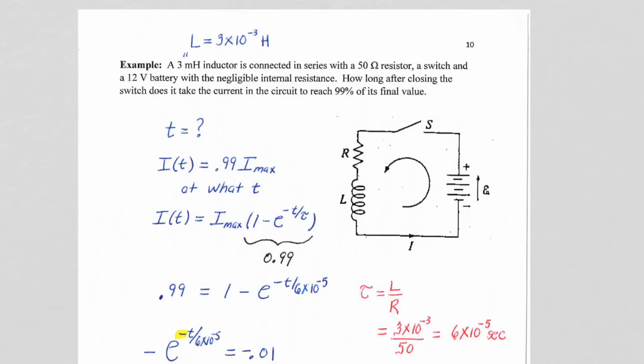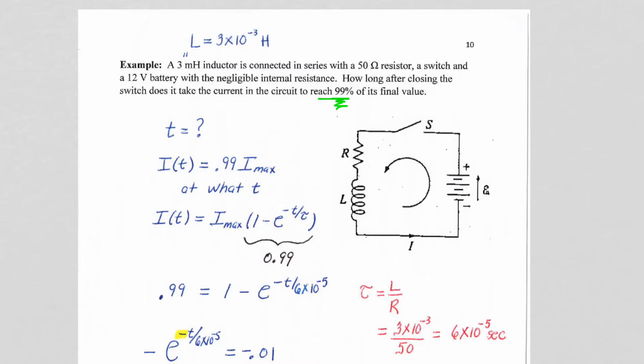In this lesson, we're going to look at plugging in some numbers to get a feel for some typical values and to make calculations for the amount of time it takes to reach a certain current level. So in this example, we're looking at the time it takes to be almost right at max, so 99%. So we're right up at our maximum current.